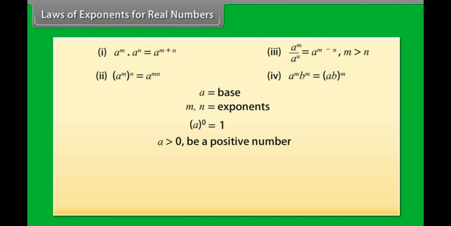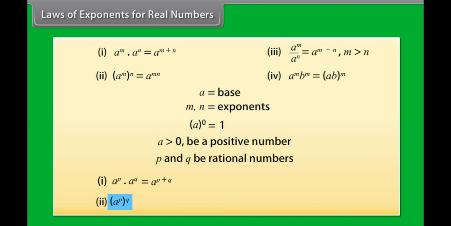Now let a greater than 0 be a positive number and p and q be rational numbers, then we can say that in multiplication, when bases are same, powers are added. A power raised to another power gets multiplied. In division, when bases are same, powers get subtracted. And when powers are same and bases are different and are getting multiplied, then we take the power as common.